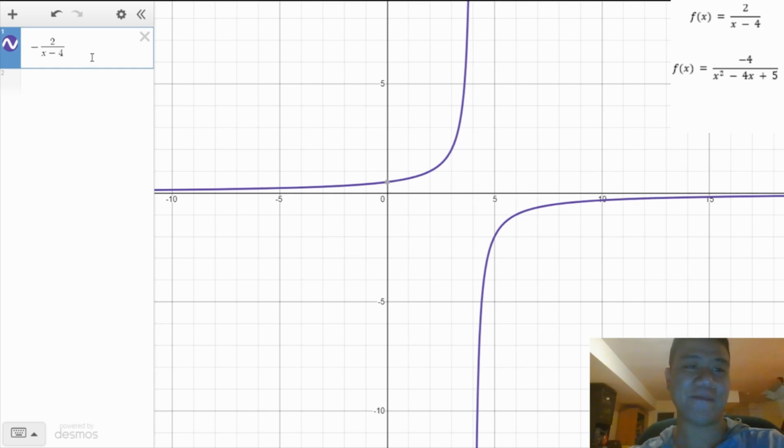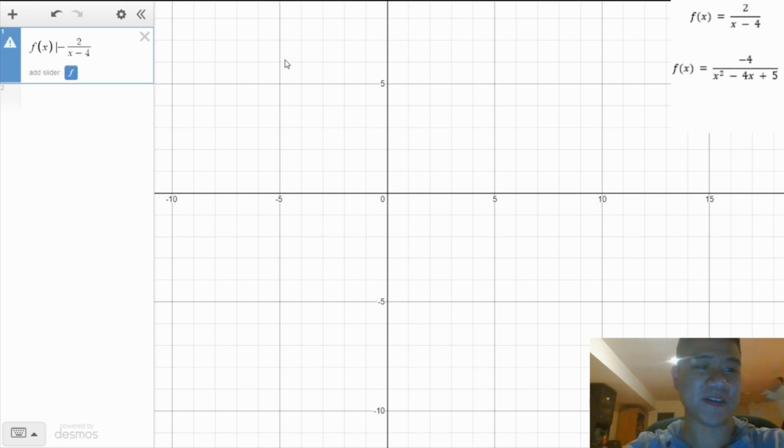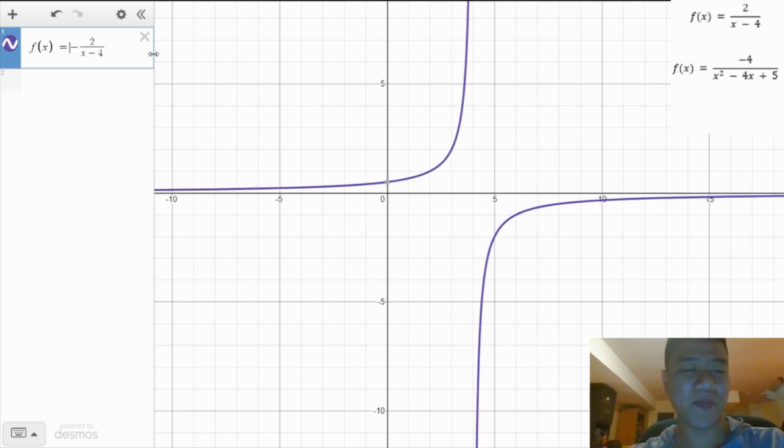Okay. And we haven't found the y-intercept for this, but if you put 0 into our function, if you imagine setting our x value equal to 0, we're going to get negative 2 over 0 minus 4. And once we simplify it all, we're going to get 1/2. And as you can see, our y-intercept is at 1/2, 0.5.